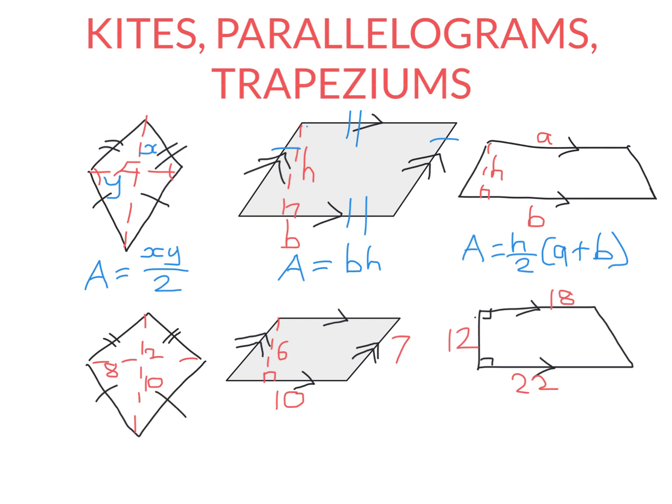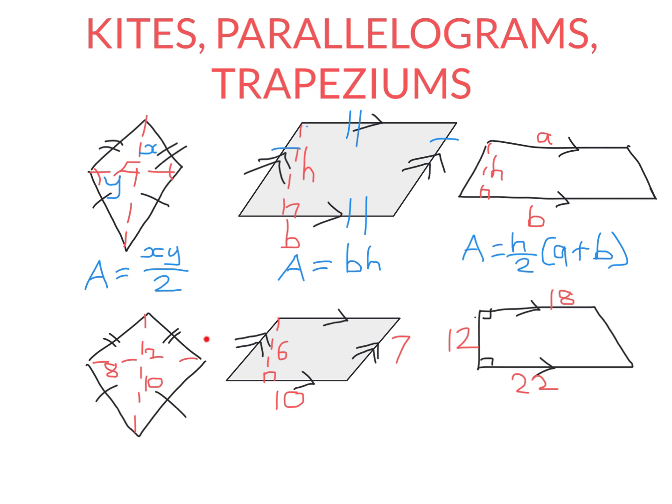On the other hand, a trapezium is a four-sided shape with just one pair of parallel lines. And here, the area of a trapezium is perpendicular height divided by 2, and then you multiply that by the sum of the two parallel sides. So let's look at some quick examples.